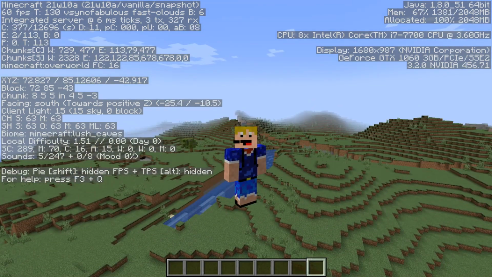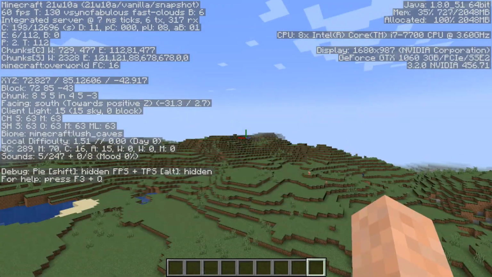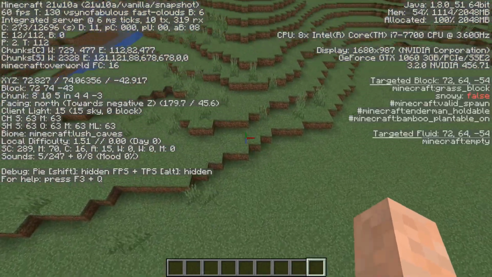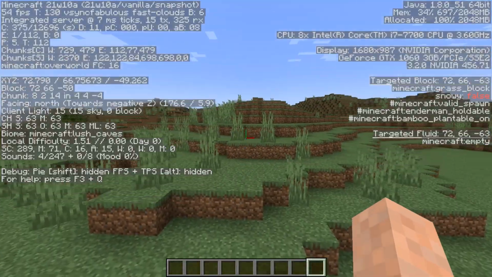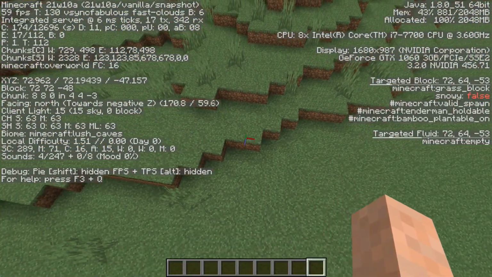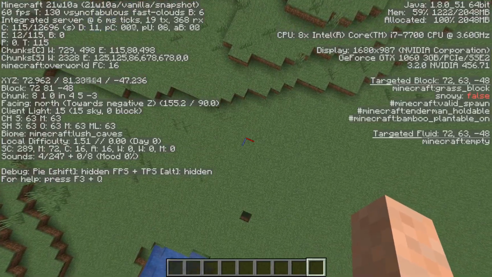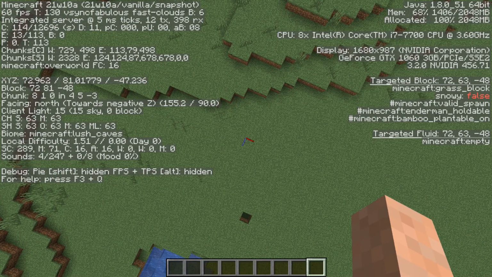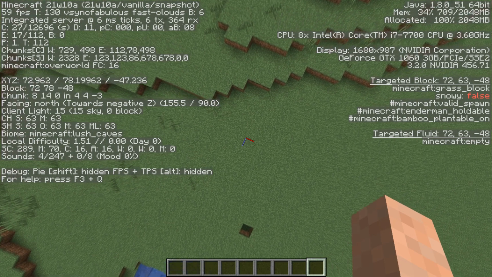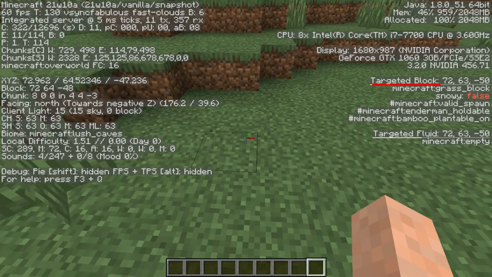Of course we went through this entire F3 screen right over here, but it actually changes a little bit if you start looking at a block, so it doesn't really matter. You can be far away from the block, it still works, but at a certain point in time it stops working. So there's a range here as well, which is about 18 blocks or so. And so we have targeted block first of all. And so this displays the block the player is targeting. So for example we have Minecraft grass block over here.